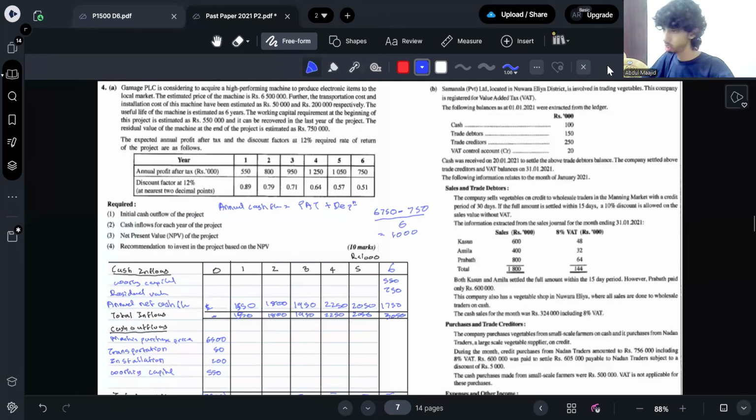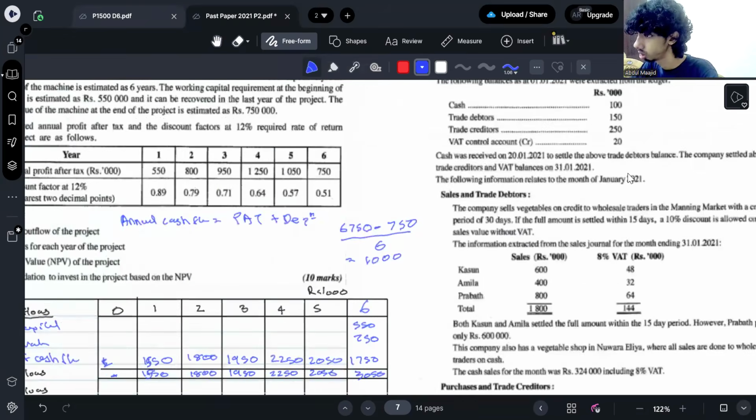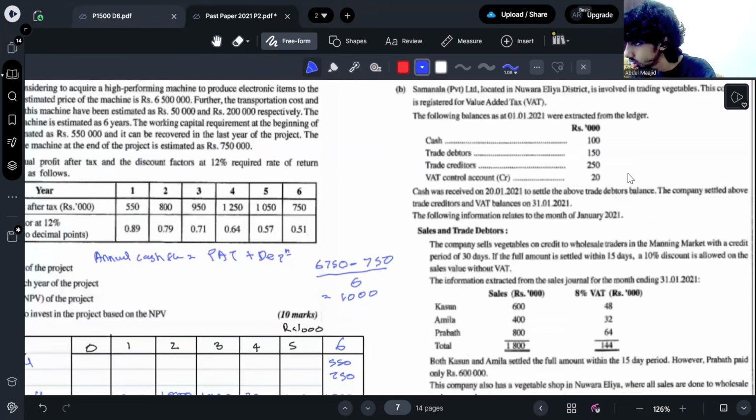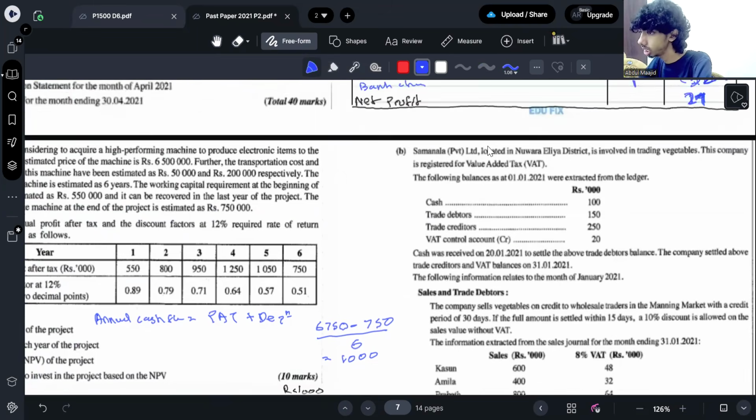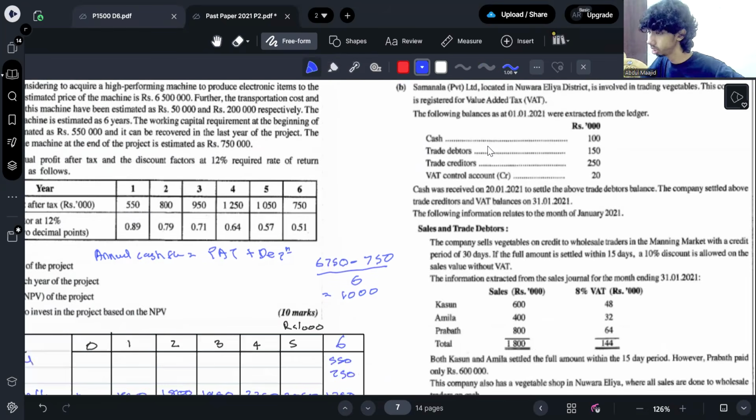Then the B part. Samanala PLC Limited, located in Nuwara Eliya district, is involved in trading vegetables. This company is registered for VAT. The following balances as at 1st of January 2021 were extracted from the ledger. So that is cash balance, debtor, trade creditor, VAT control account, fine.